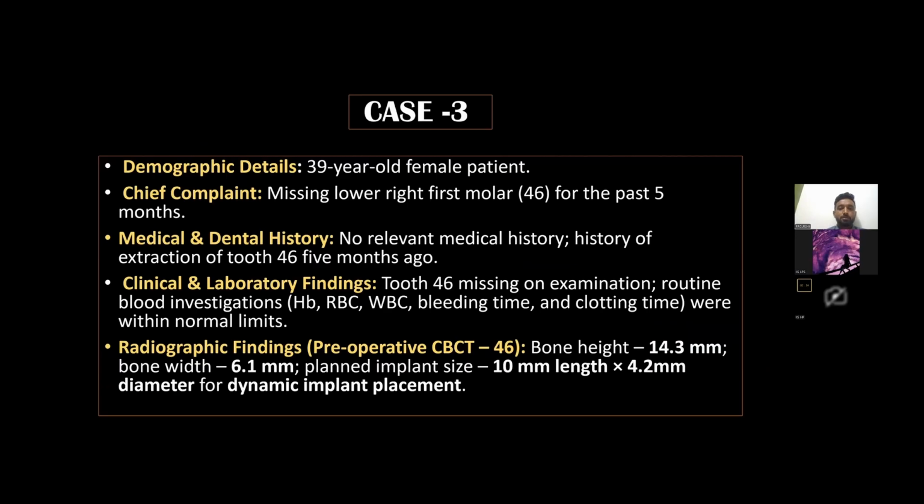This is case 3, a 39-year-old female patient, missing right first molar, 4/6, for the past 5 months, with no relevant medical history, and the extraction was done 5 months back. All the blood parameters were normal, and then CBCT was taken. The available bone height was around 14 millimeters, and bone width was 6 millimeters. So the planned implant was 10 millimeters by 4.2 using dynamic navigation system.